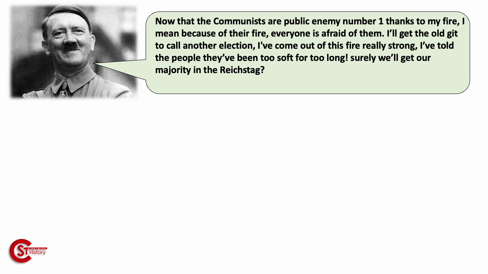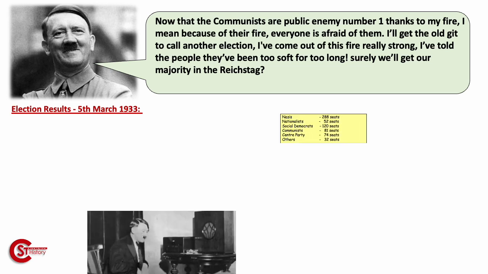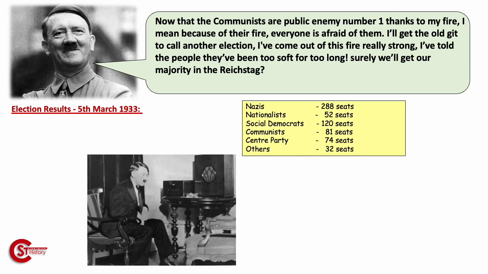He's come out of this fire looking really strong. He's told the people they've been too soft for too long. You know, the sort of typical things we're hearing around the world today. Surely this will get them their majority in the Reichstag. So the 5th of March, about a week later, here are the election results. The Nazis get 288 seats. Okay, so they've got more than the 230 they got in the last election.